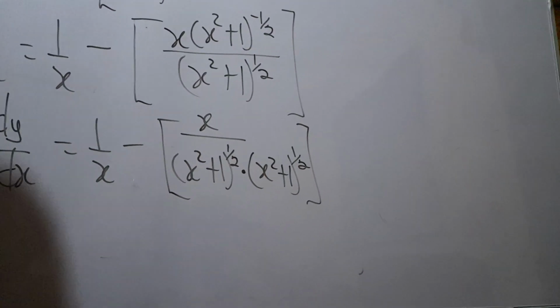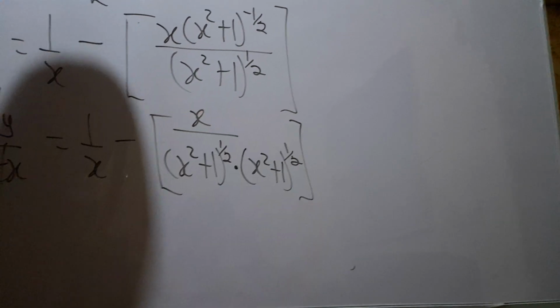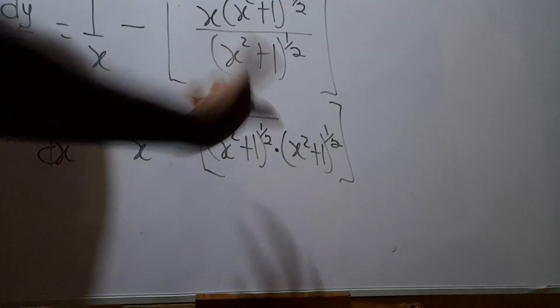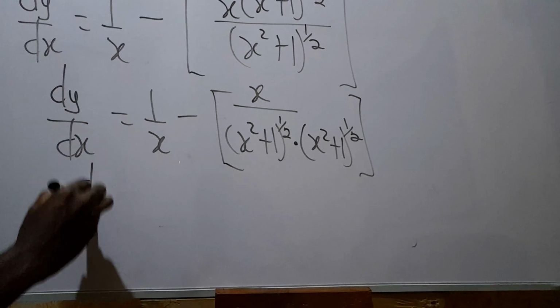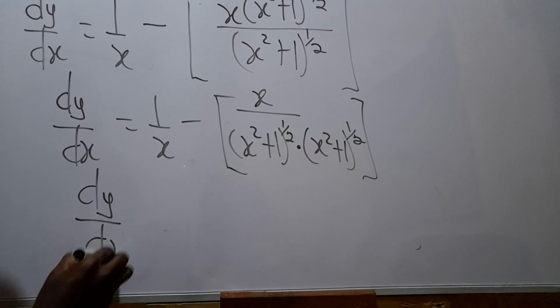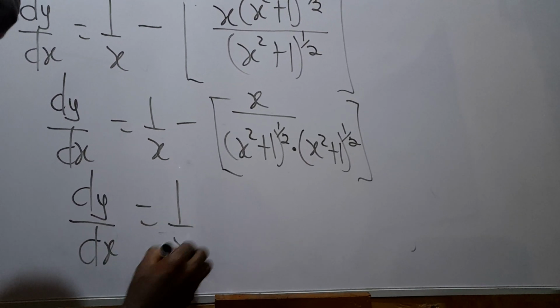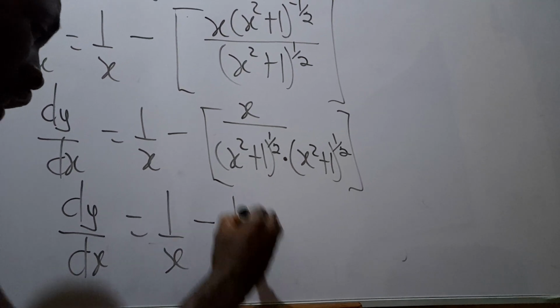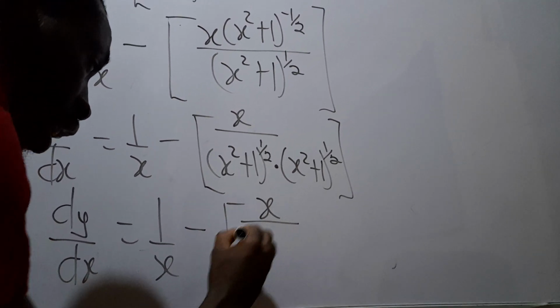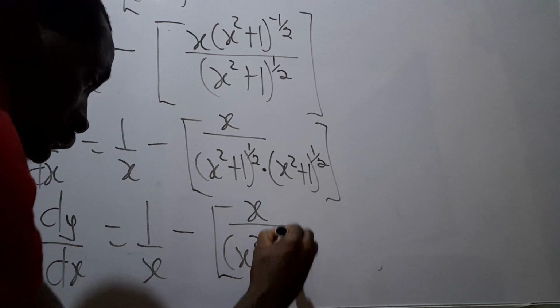And remember, these are multiplying with the same base. We use indices, we add the exponents. And half plus half is 1. So we can say dy over dx is equal to 1 over x minus x over x squared plus 1.